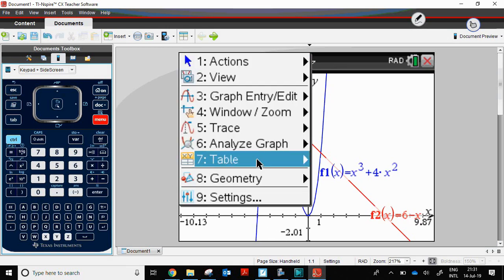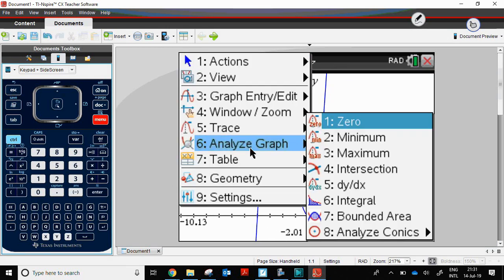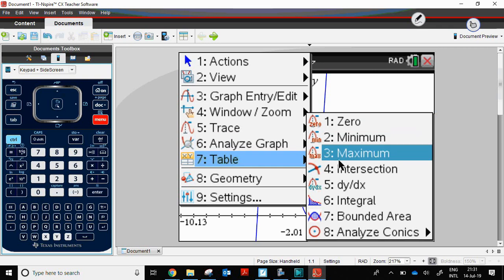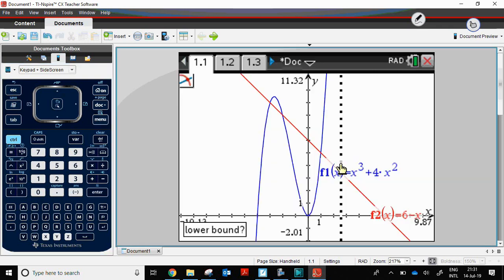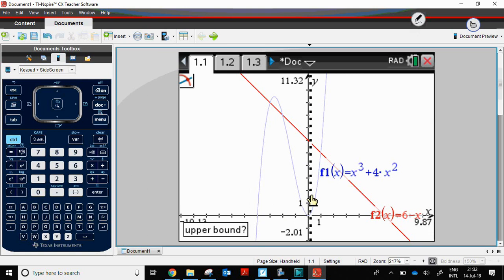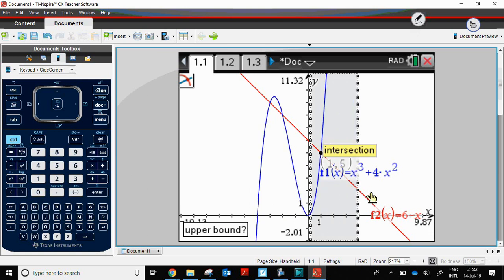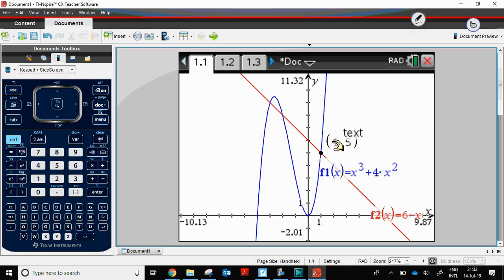I'll just find one of them. I press menu, analyze graph, and I want to find an intersection. Let's find this one right here. So lower bound means I'm going to put this line anywhere to the left of the solution I'm interested in. I press enter, it now says upper bound. I now move it to the right, and an intersection pops up. I'm only interested in the x value here, the y value is meaningless, so x equals 1 is one of the solutions.